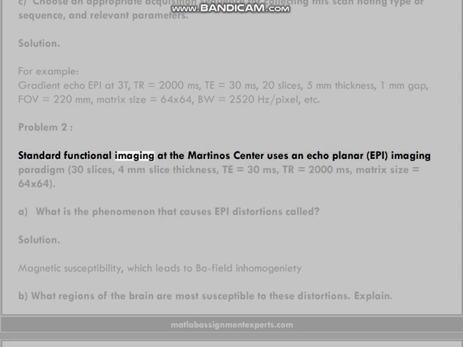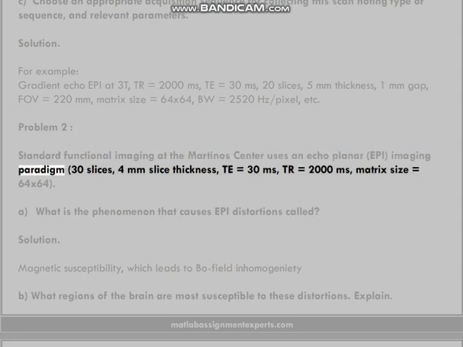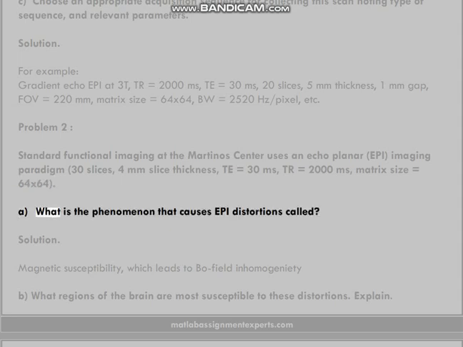Problem 2. Standard functional imaging at the Martinos Center uses an echoplanar EPI imaging paradigm, 30 slices, 4 mm slice thickness, TE equals 30 milliseconds, TR equals 2000 milliseconds, matrix size equals 64 by 64. A. What is the phenomenon that causes EPI distortions called? Solution: magnetic susceptibility, which leads to B0 field inhomogeneity.